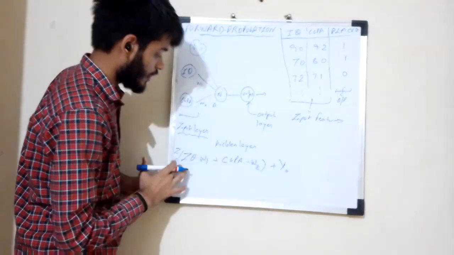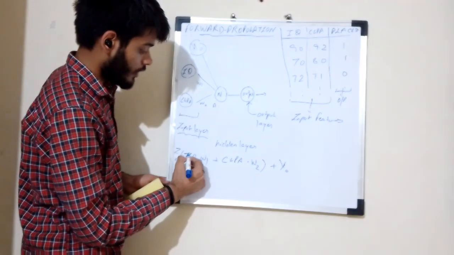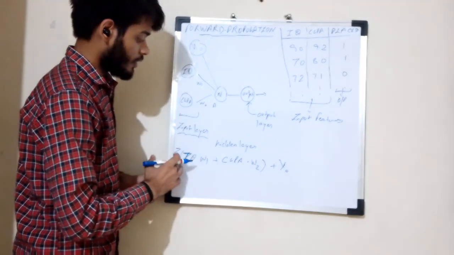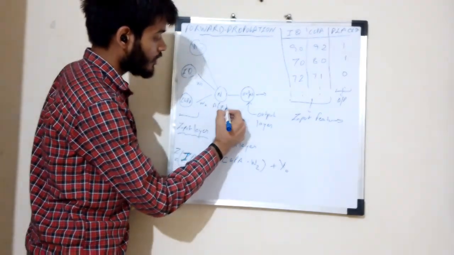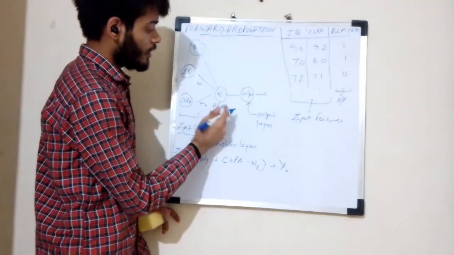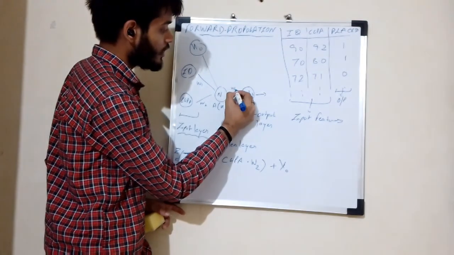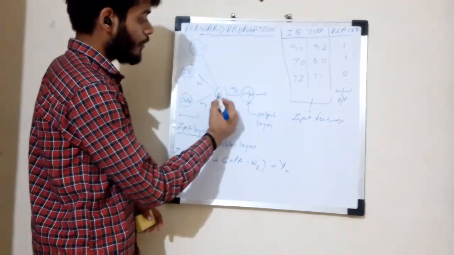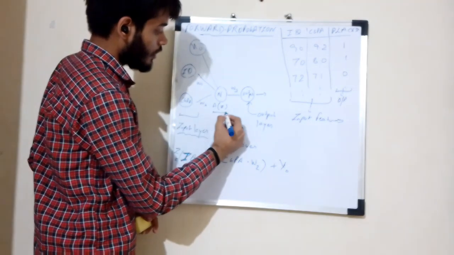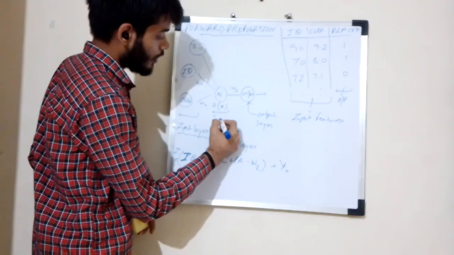This entire equation is my z. Don't confuse it with I. After passing z to my activation function, it goes inside this neuron. After this neuron, the output gets multiplied with another weight, let's say W3.